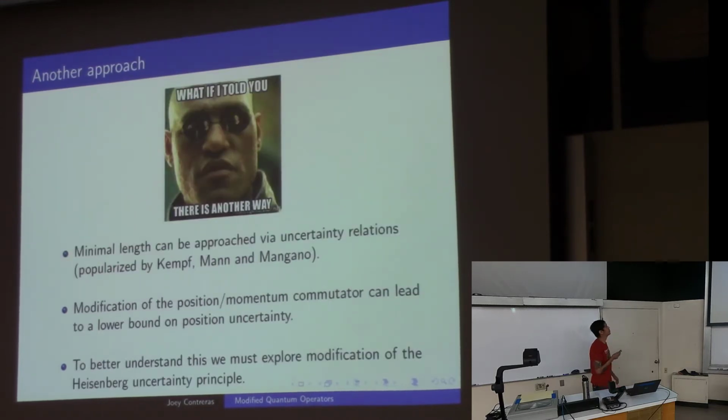Okay, another approach. Minimal length can be approached, as I said earlier, via uncertainty relations. This method was popularized by Kempf and Mangano, and essentially what this boils down to is that modification of the position-momentum commutator can lead to a lower bound on position uncertainty, and I'll go deeper into that in a moment. To better understand this, we need to explore modification of the Heisenberg uncertainty principle.